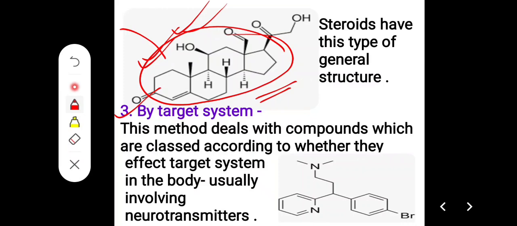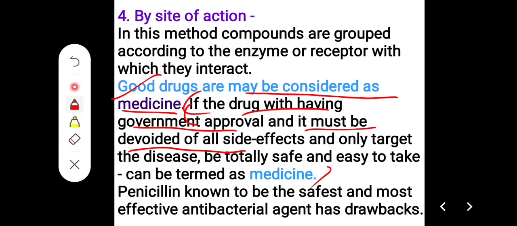This depends on the compound's class according to which target system is affected in the body, which usually involves neurotransmitters. Okay. Next we have classification by site of action. In this method, compounds are grouped according to the enzyme or receptor that they interact with. So interaction is important in that case.